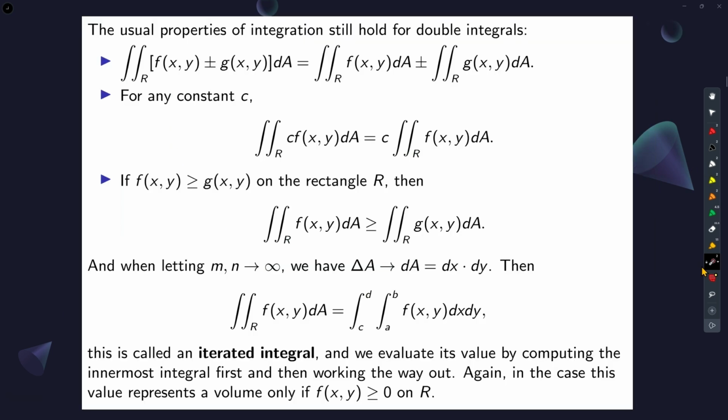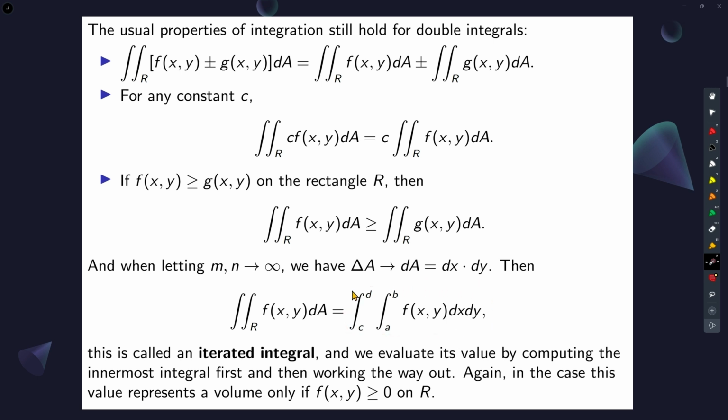What we do to compute these integrals is first prove properties of integration, which are similar to the properties that integrals of one variable satisfy: the integral of a sum of two functions is the sum of the integrals, and the integral of a constant times a function is the constant times the integral. If f is larger than g on that rectangle, then the integral of f is larger than the integral of g. And moreover, if I want to compute this double integral, the entire volume, it turns out you can do it as an iterated integral.